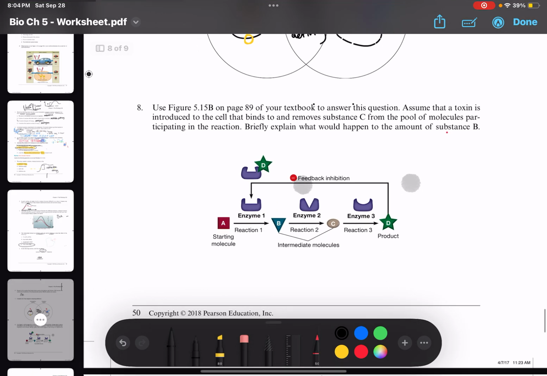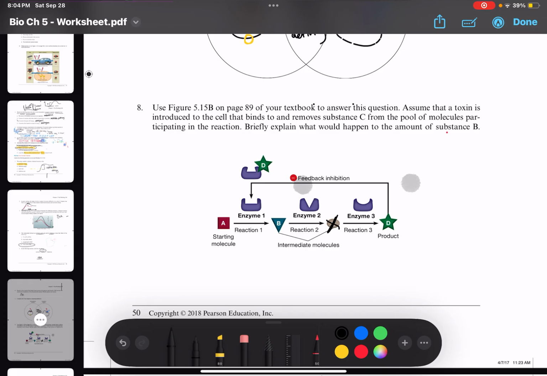Alright, let's use the figure. Use figure 5.15b on page 89 of your textbook to answer the question. Assume that a toxin is introduced to a cell that binds to and removes substance C from the pool of molecules participating in the reaction. So it will remove this. Briefly explain what happened to the amount of substance B.